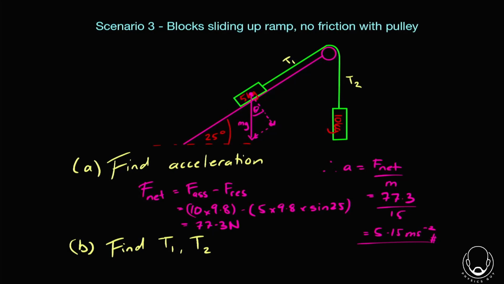All right, so let's have a look at it from the 5 kilo object's perspective. Let's just call it object 1, object 2. So we've got F net 1 is going to be T1. So that's the force which is trying to drag it up the ramp. So the assistive force of T1 minus the resistive force here of mg sine theta. So T1 minus m1g sine theta.